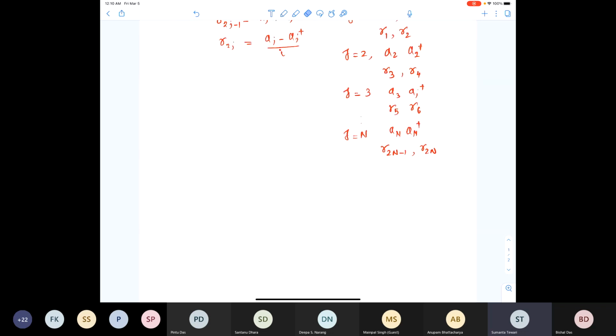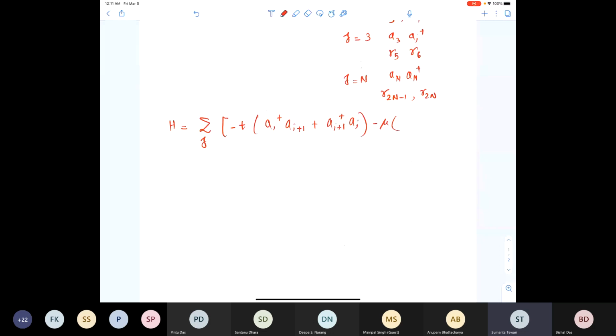All right, now consider the Hamiltonian for a 1D p-wave superconductor. The Hamiltonian is very simple. H equals the sum over j of minus t, that's the hopping, (A_j dagger A_{j+1} plus A_{j+1} dagger A_j). That's the standard hopping sum. And you have a chemical potential term, minus mu times (A_j dagger A_j minus half). And then we have a superconducting pairing term: delta A_j A_{j+1} plus delta star A_{j+1} dagger A_j dagger. So that's the Hamiltonian written in terms of ordinary fermion operators.